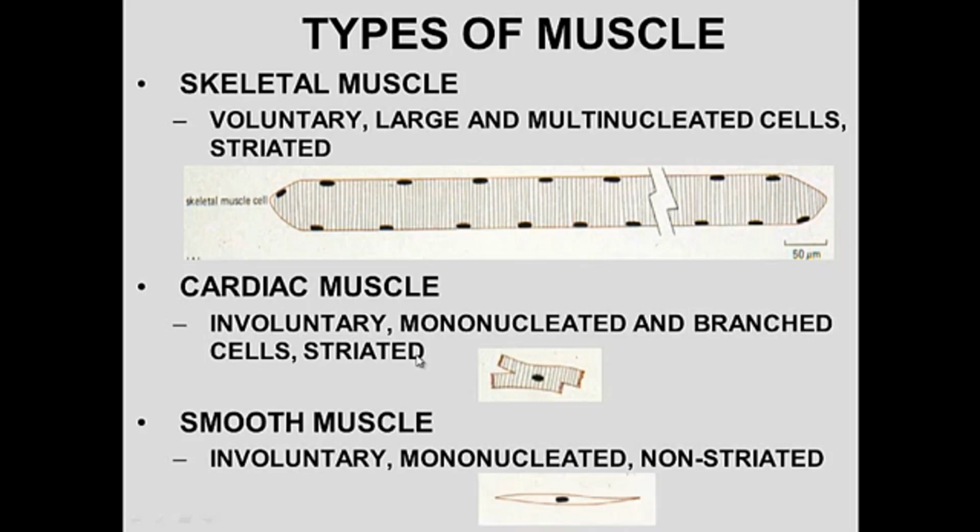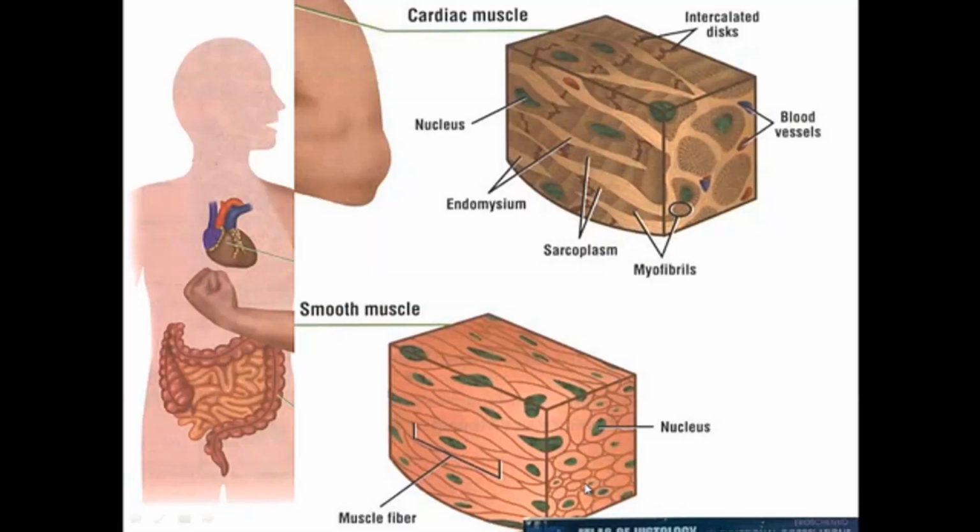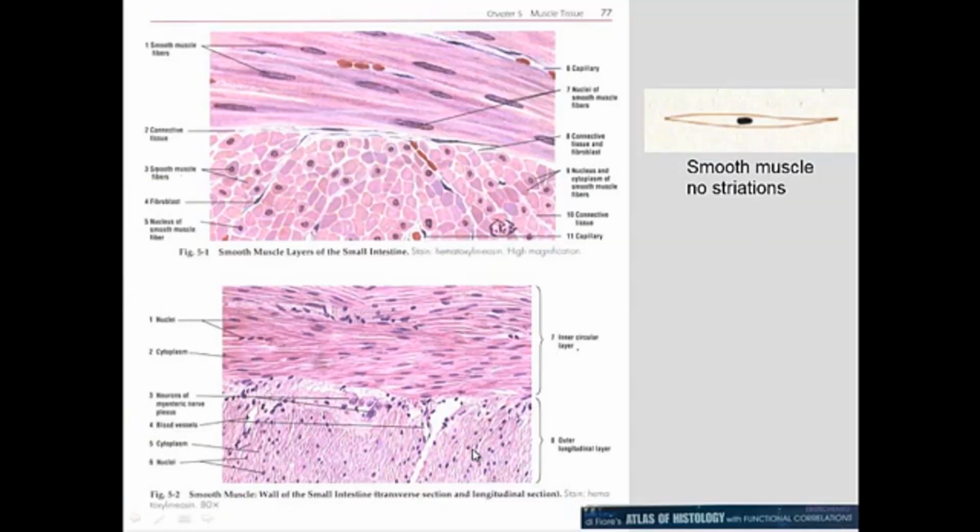Smooth muscle cells are involuntary. We can't control them. And they have a single nucleus, and it's non-striated. The actin and myosin are aligned more diffusely instead of in sarcomeres. So if we look at smooth muscle, we see that these are kind of like cigar-shaped cells, and there's a nucleus that is seen. The nucleus is inside the cell itself. So this is a muscle fiber or muscle cell.